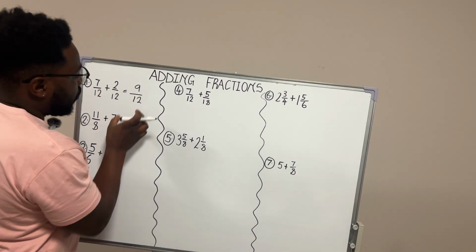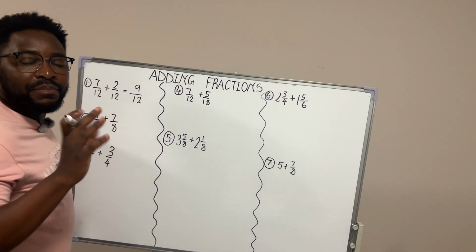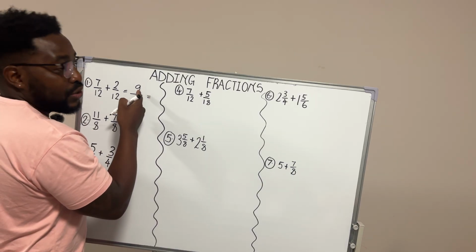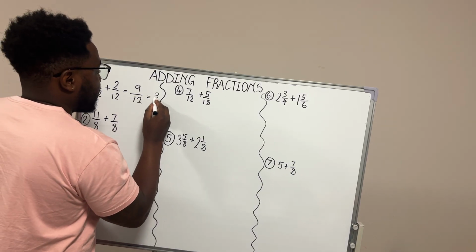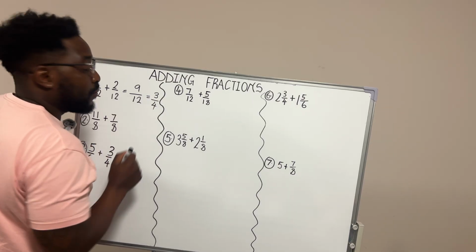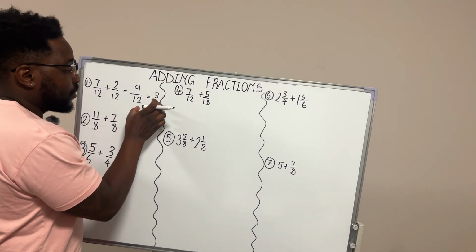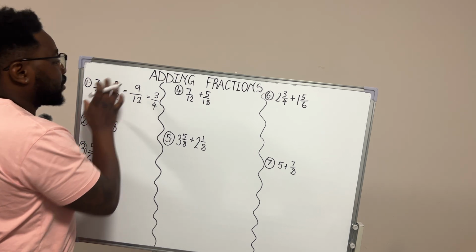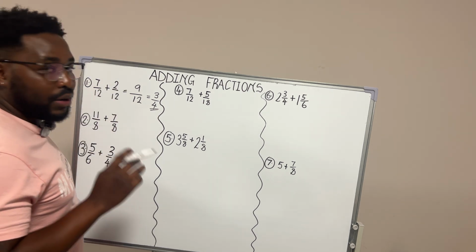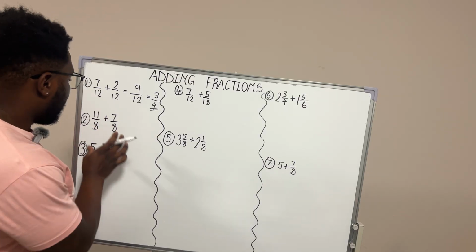Now, if you look at this fraction over here, we can simplify it, okay? 3 into 9 is 3, right? And 3 into 12 is 4. Okay, so there we go. We have solved our first question over here, and this is our answer. Okay, so now let us look at our second question.